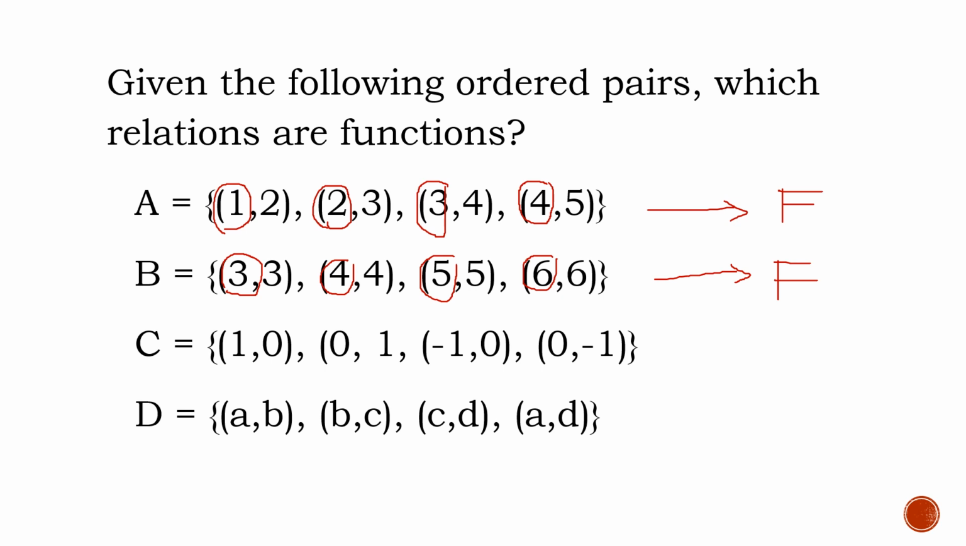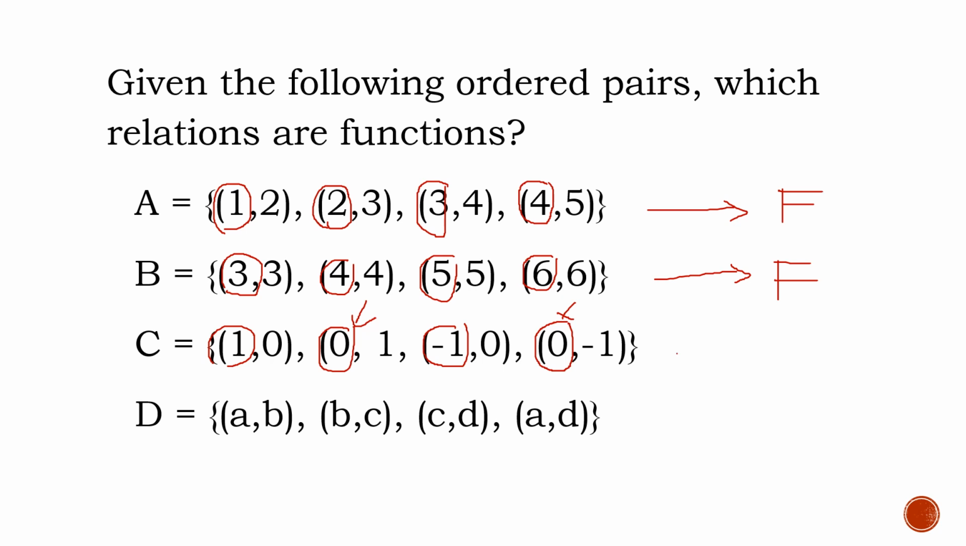Now, for letter C, same thing to do. Let's check if there's an existing repetition in your x values. Your first value of x is 1, your second is 0, then your third is -1, and your fourth x value is 0. So meaning to say, your second x value here and your fourth value are equal. So there's a repetition of your x value here.